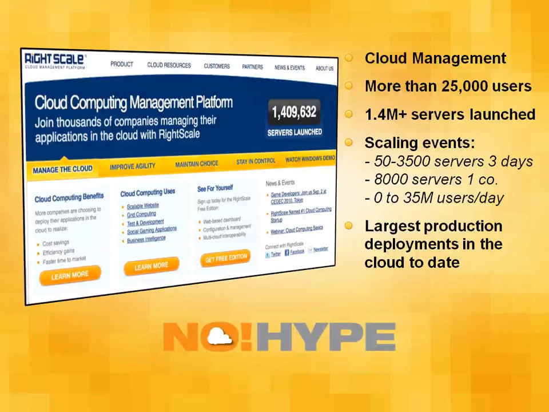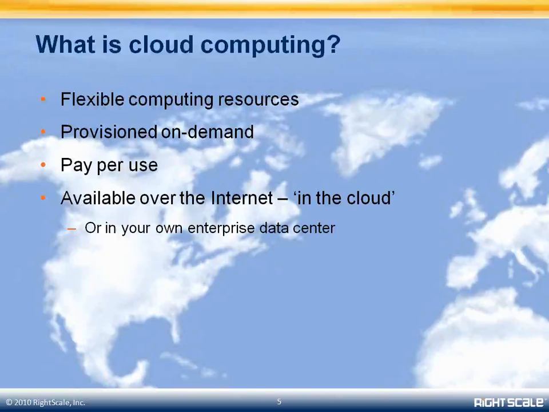We've garnered more than 25,000 users on our platform, launched more than 1,400,000 servers, and powered some of the biggest scaling events that have happened to date in the cloud. You see some of the references here, as well as running very large steady-state production deployments for customers. And that's one of the reasons we're bold enough, I'd say, to take the moniker No Hype for our user conferences, because RightScale has really focused on those who are interested in deploying something in the cloud today, whether it's development and test or production.